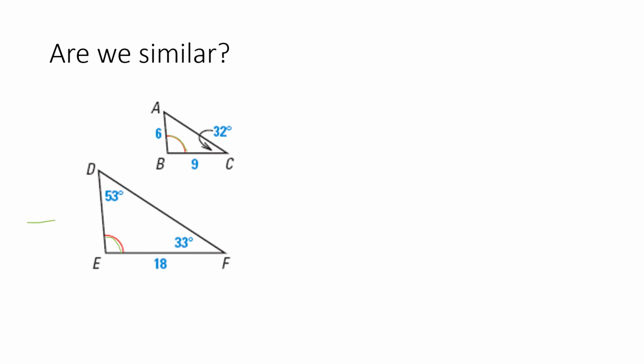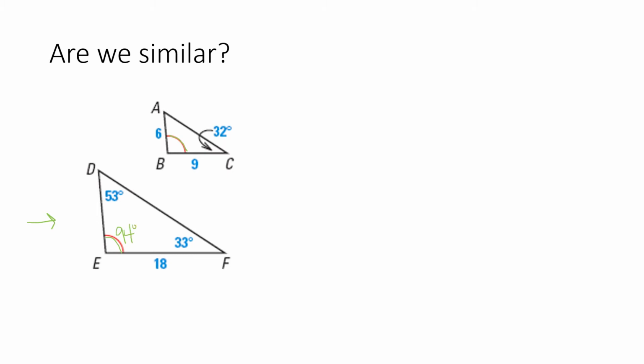So in this bottom triangle, it looks like we already have two angles given to us, so it would be a really quick find to find what angle E is. So let's go ahead and do that. I'm going to take 53 plus 33, which gives me 86, and I'm going to subtract that from 180, because there's 180 degrees in a triangle, and this angle is going to be 94 degrees.